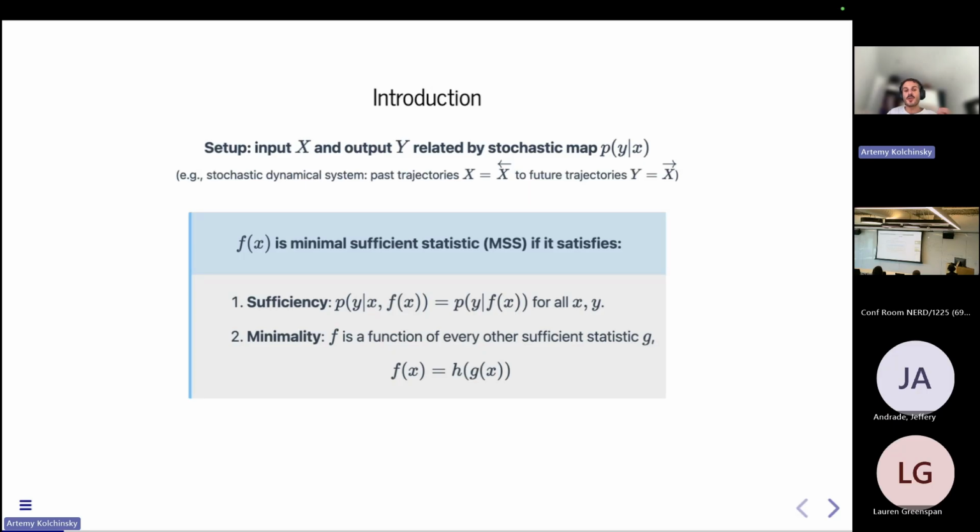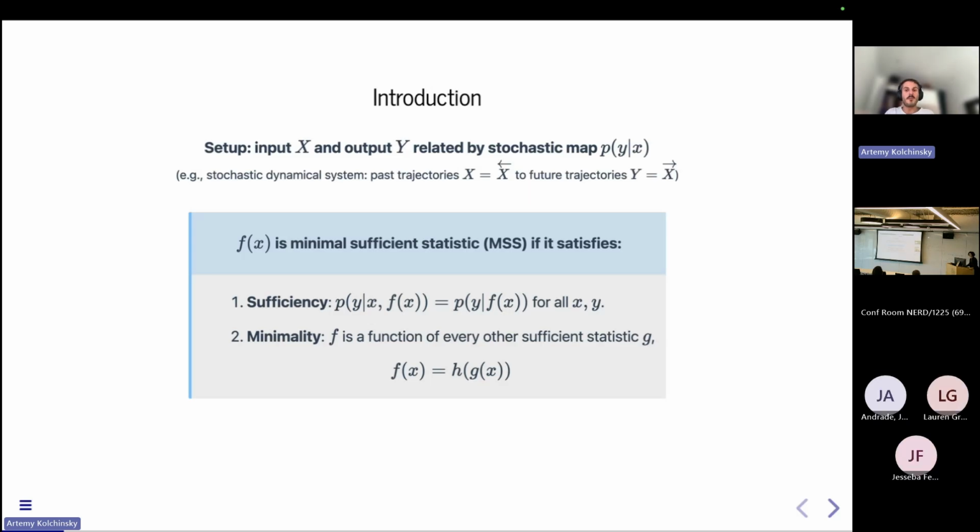And a very central concept in my talk is going to be the concept of minimal sufficient statistics. So we say that some function of the input X, here I'm going to write it as a deterministic function, f of X, is a minimal sufficient statistic if it satisfies these two properties. First, if I condition on f of X and I look at the distribution of outputs Y, it's the same as conditioning on both the input and f of X. So sufficiency basically says that f captures all the information there is to capture about Y that is contained in X.